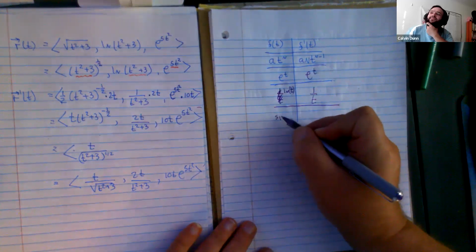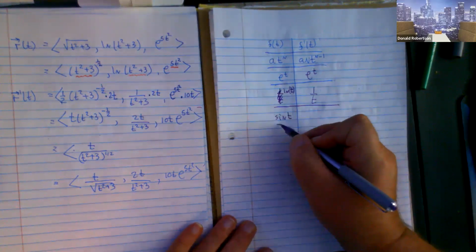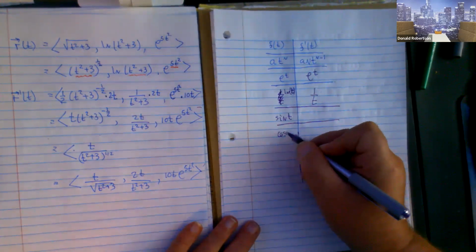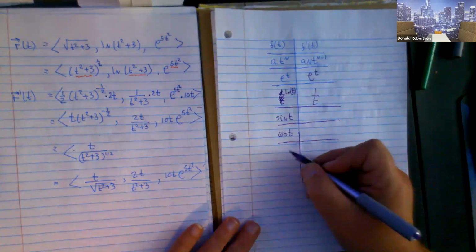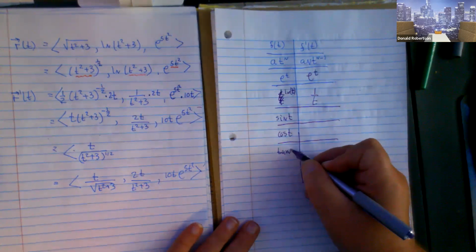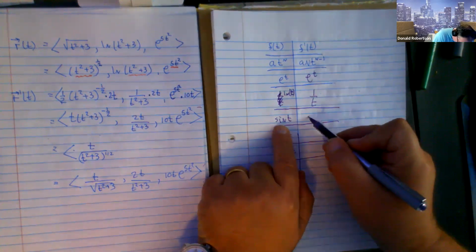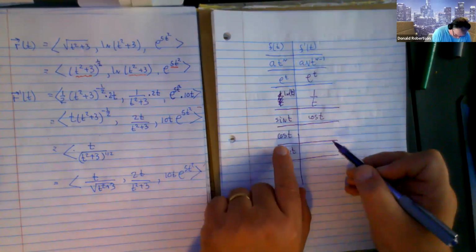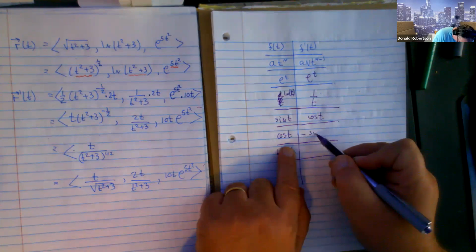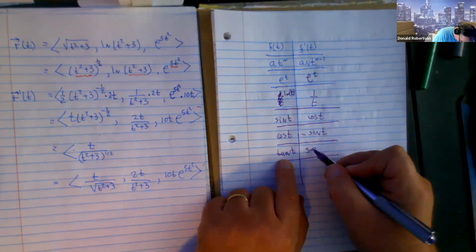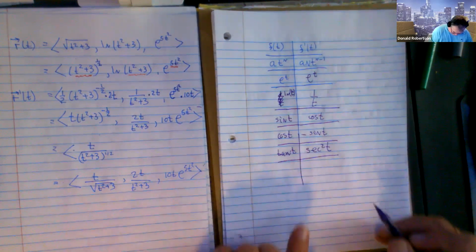Right. Now, let's put in some of the trig ones. Sine, cosine, tangent. If you differentiate a sine, you'll get a cosine. If you differentiate a cosine, you get a negative sine. If you differentiate a tangent, you'll get a secant squared.